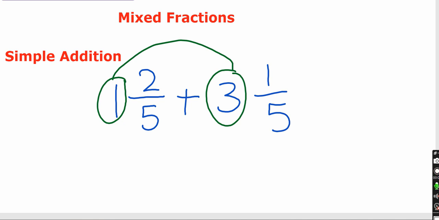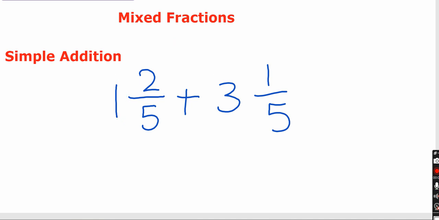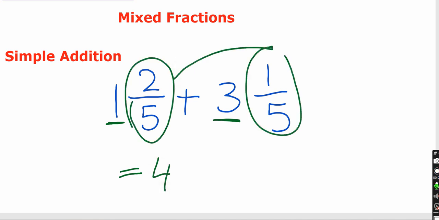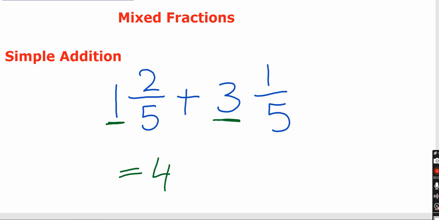So, the whole number will be added in whole number. 1 plus 3 is equal to 4. And then we will add the fraction into the fraction. Okay, so 2 plus 1 is 3 and the denominator always remains the same. In addition and subtraction, denominator remains the same. We do not add the denominators. So it was our simple addition. First we will add the whole numbers, then we will add the fraction.